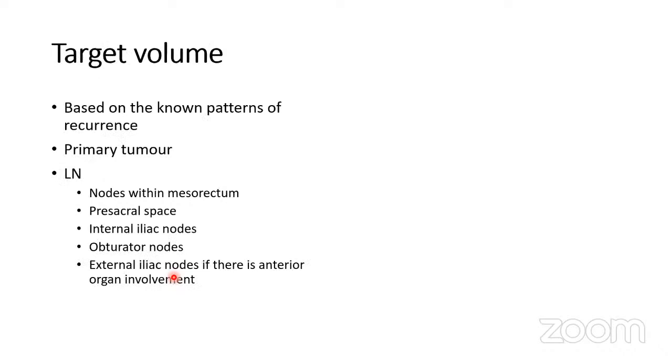So now coming on to defining the target volumes. How are the target volumes defined? For any site, the target volumes are defined based upon the patterns of recurrence which we have observed from previous patients. Based upon that, the target volume for rectal cancer would include the primary tumor and then the lymph nodes at risk, which include the mesorectal nodes and the nodes in the presacral space, internal iliac nodes, obturator nodes, and external iliac nodes, definitely if there is adjacent organ invasion.